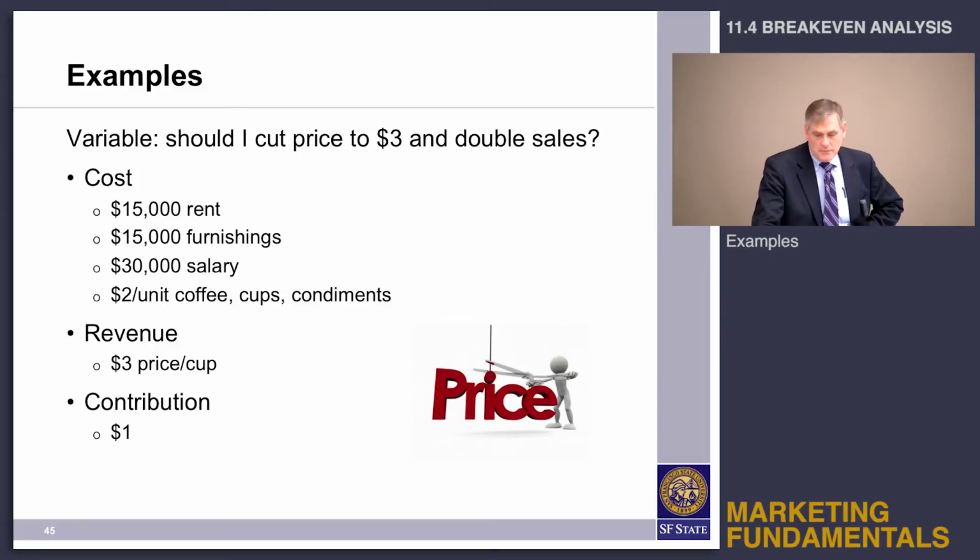60,000. And what's my contribution now that I've reduced my price? $1. My direct variable costs stay the same. So now I've got $60,000 on the fixed cost side of the equation and $1 contribution. How many cups of coffee do I have to sell? Or how many cups of coffee will I sell if I cut my price?